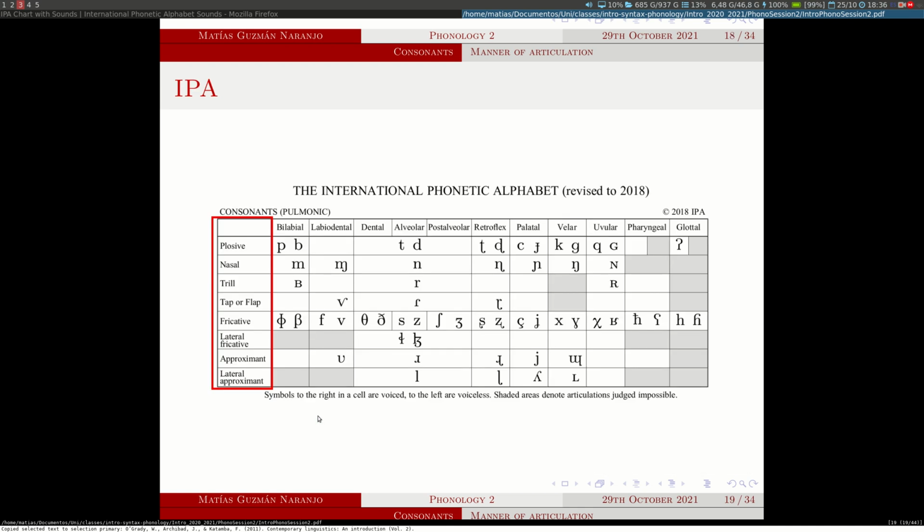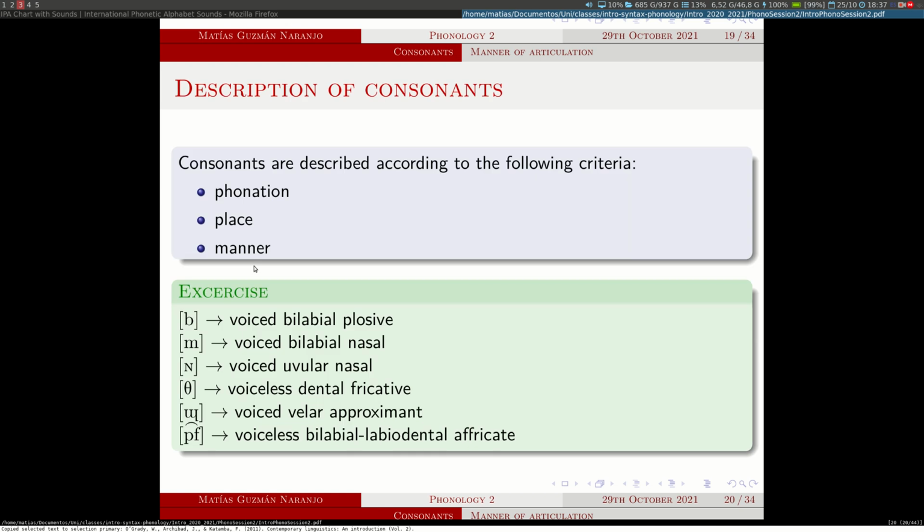Right. So these are the manners of articulation I just mentioned. There are some additional ones we will look at. But the point of this is that we can describe consonantal sounds according to their phonation, place and manner. So if, for example, you see a B, we can describe it as a voiced consonant. It's bilabial because it's pronounced with both lips, and it's a plosive because that's the manner of articulation. The M is a voiced bilabial nasal, etc.